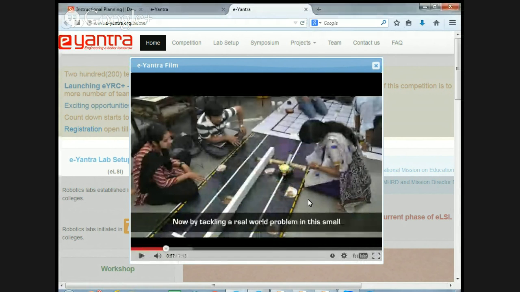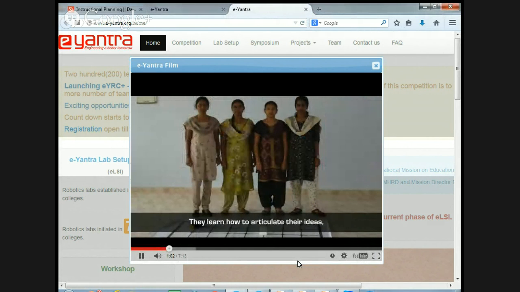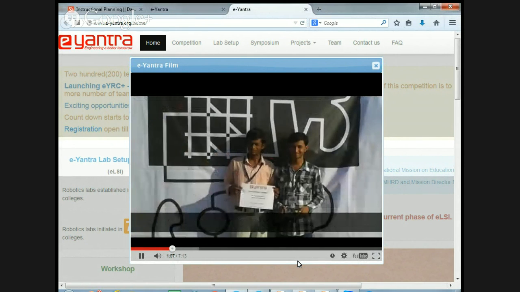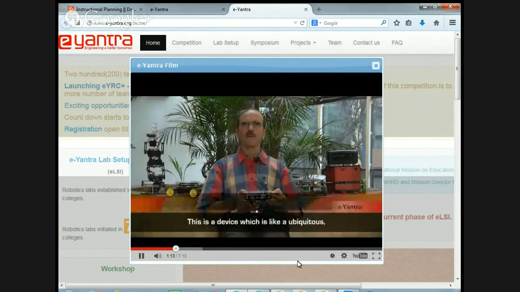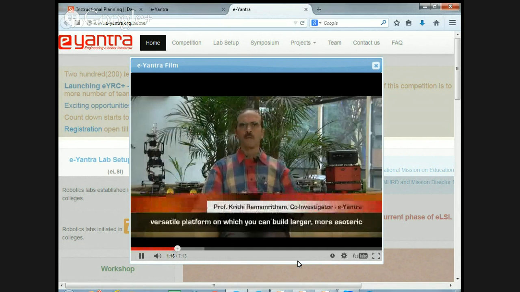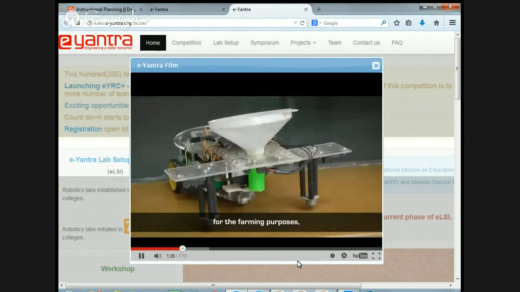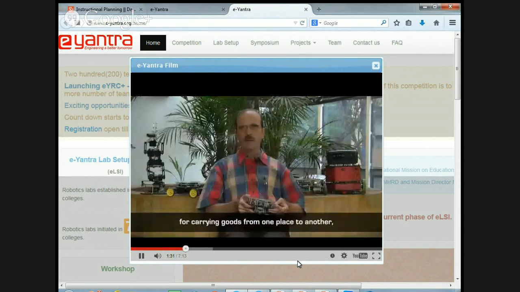Now, by tackling a real world problem in the small using this robot, the students pick up very important skills. They learn how to articulate their ideas, they learn how to work as a team, they learn project management, and they learn how to solve hard problems in the small. This is a device which is like a ubiquitous, versatile platform on which you can build larger, more esoteric kind of devices which are domain specific for the farming purposes, for trading purposes, for moving around, carrying goods from one place to another. So the imagination is the ultimate frontier in some sense.